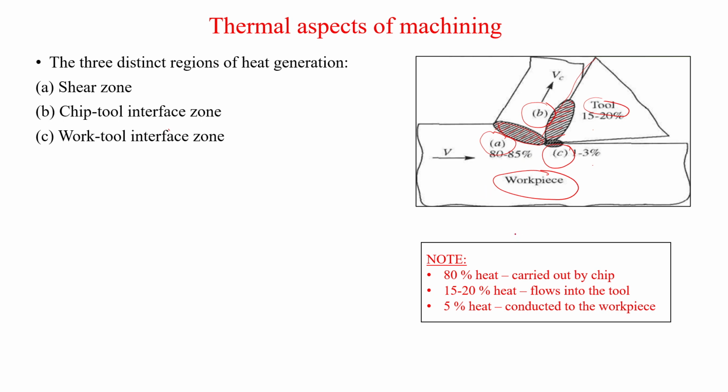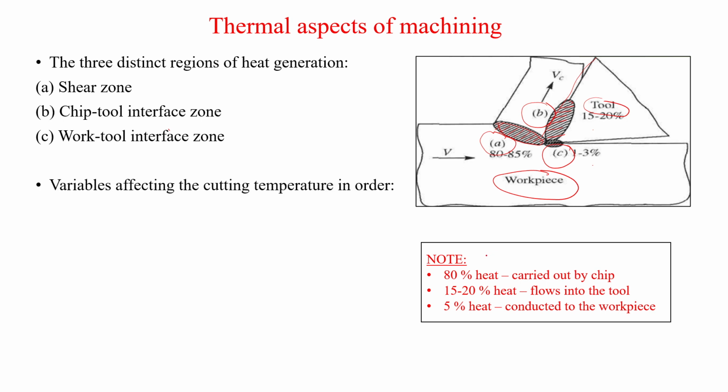See, basically we have three entities. One is the tool, one is the workpiece, and one is the chip, right? The maximum amount of heat is carried out by the chip, which is around 80%. Second, heat will also get generated in the tool, so 15 to 20% of the heat flows into the tool. And third, the minimum amount of heat, which is around 5%, gets conducted to the workpiece. So basically out of 100%, 80% goes into the chip, 20% goes into the tool, and around 5% goes into the workpiece. Therefore, the study of the chip becomes very important in determining the thermal aspects of machining.